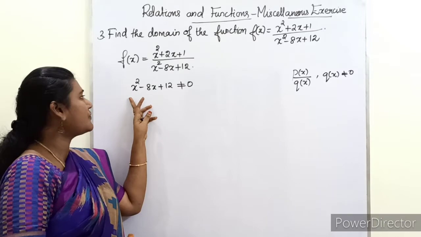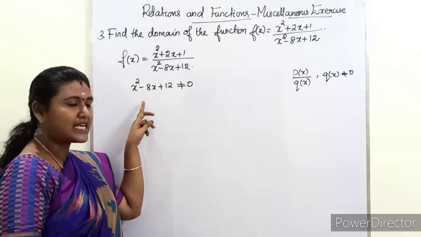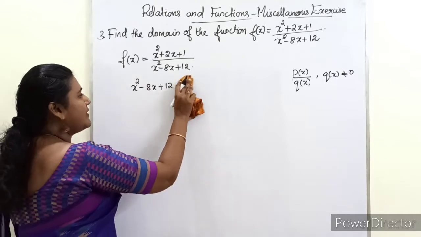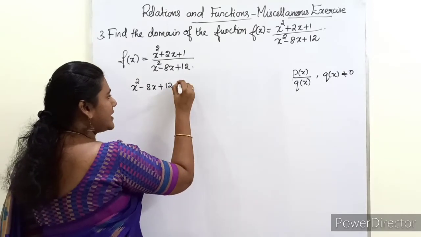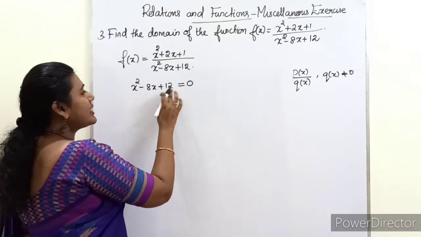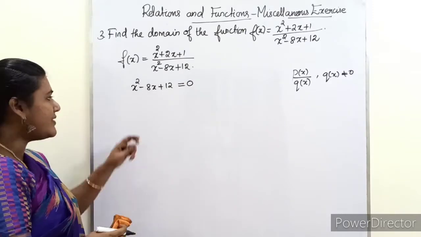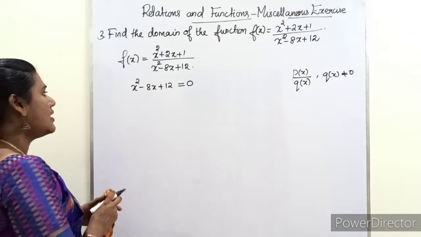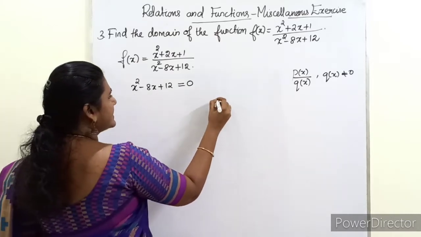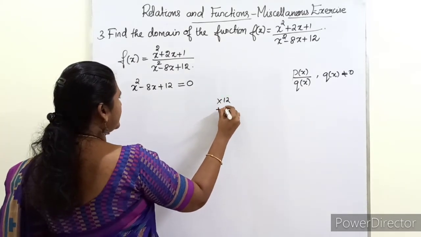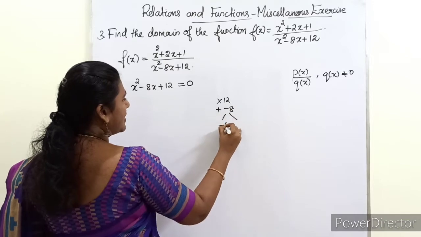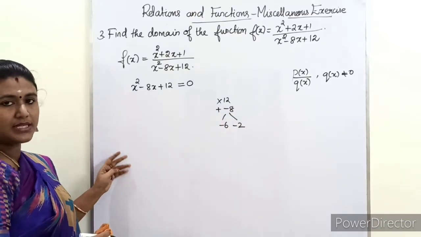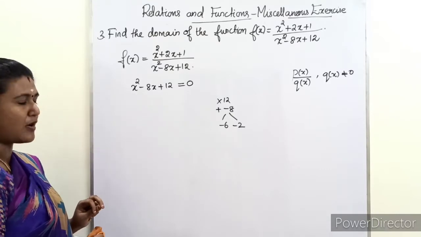So what do we have to find? The values of x at which this expression is 0. For that, what do we have to do? We will take this expression equal to 0. So we got a quadratic polynomial. We will factorize it and find out the values of x. Here the product is 12 and the sum is minus 8. So the numbers are minus 6 and minus 2. We are using the splitting the middle term method to factorize this quadratic polynomial.